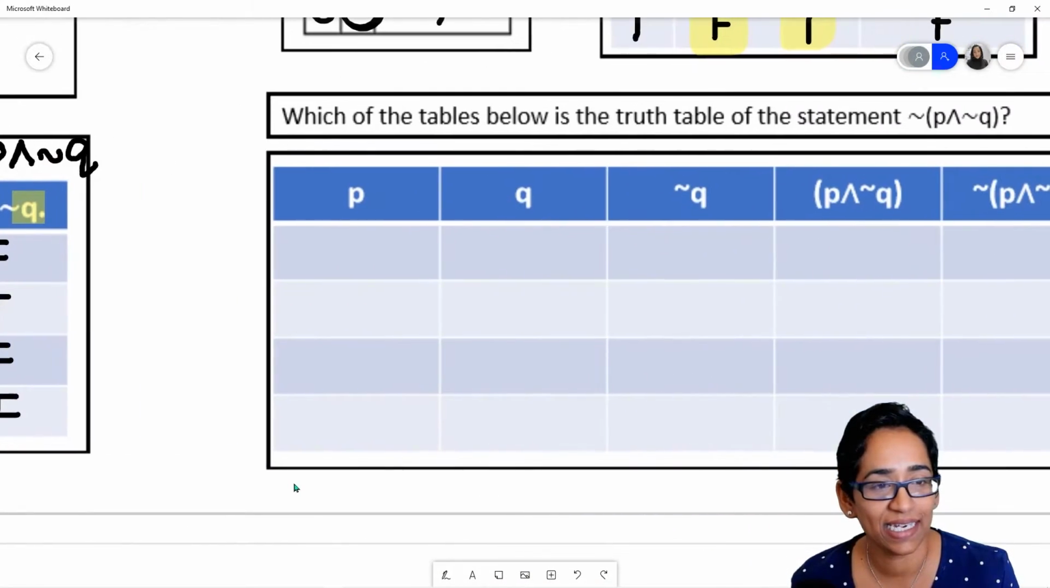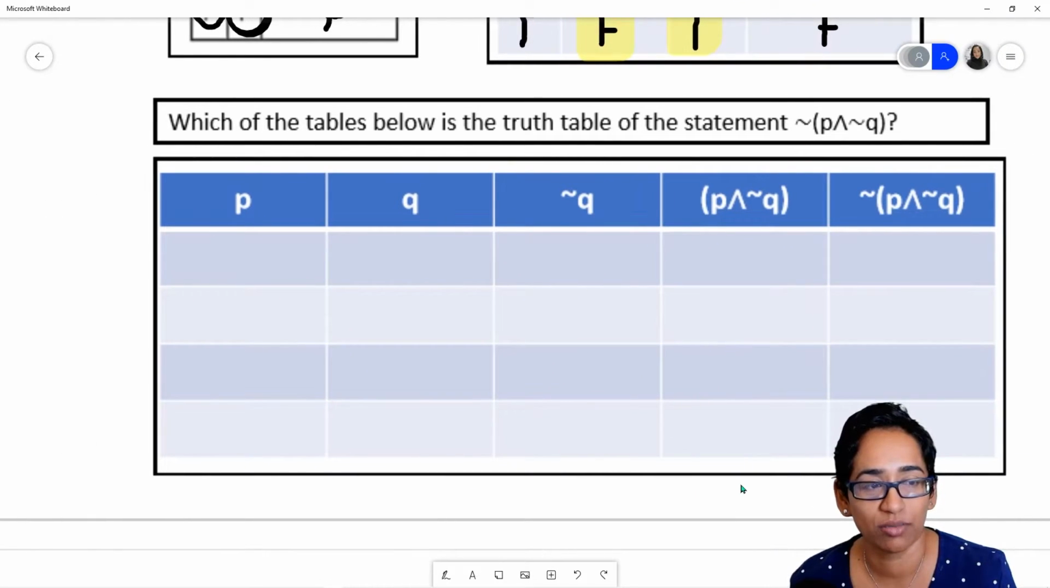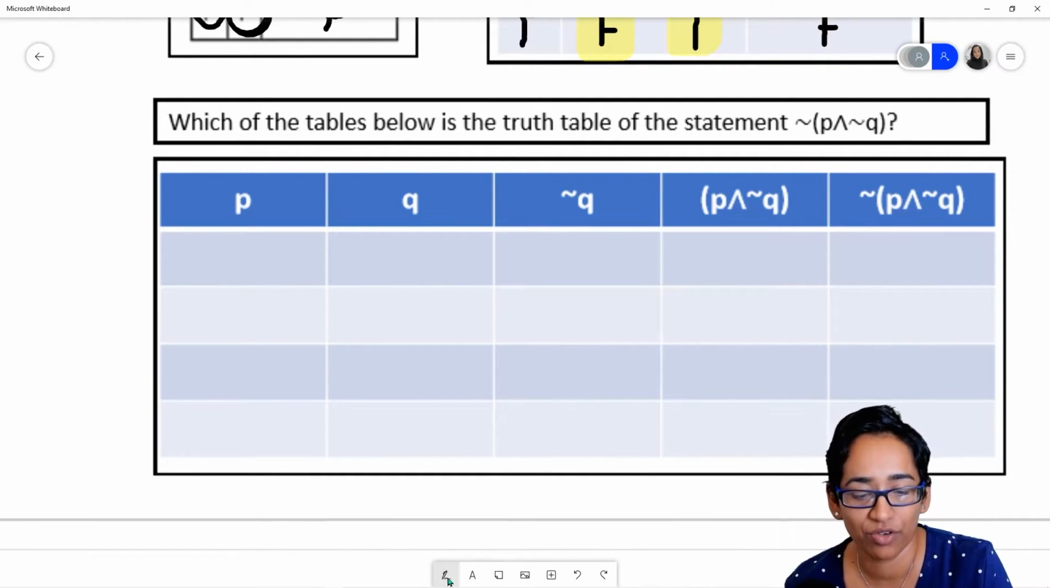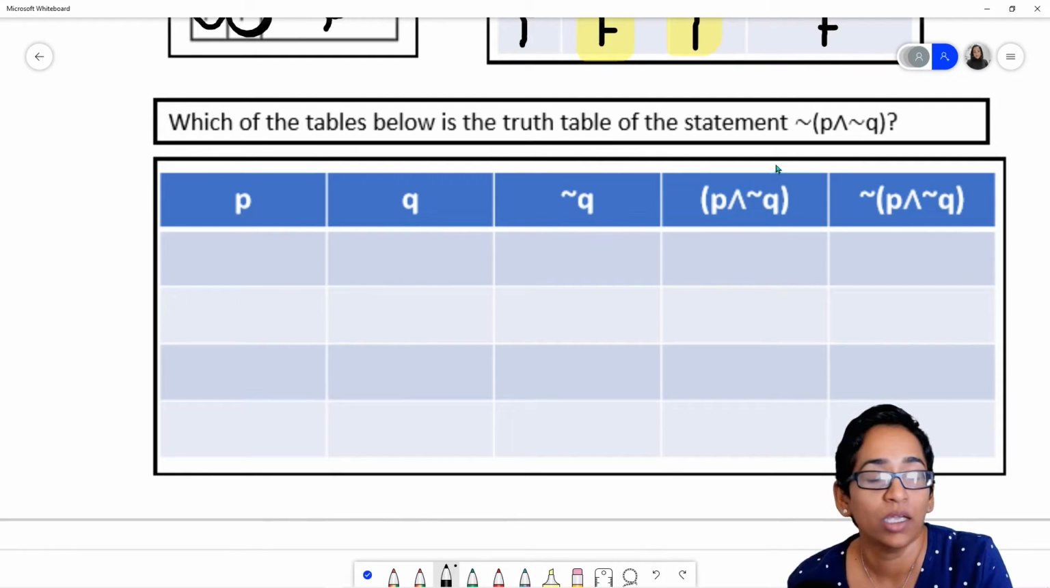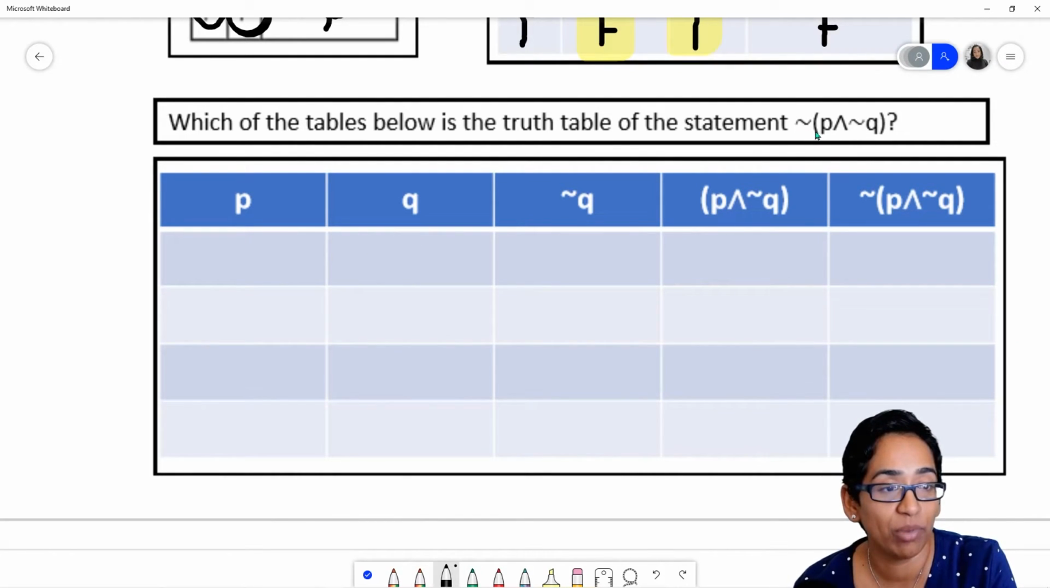Let's look at the next one here. This one looks a bit tedious, but that's okay. We can get through this one. They're asking me to construct a truth table. Remember what I told you? You always start with your parentheses and then the negation.